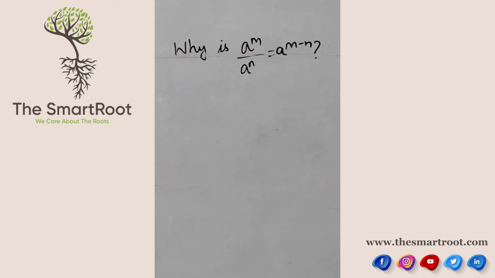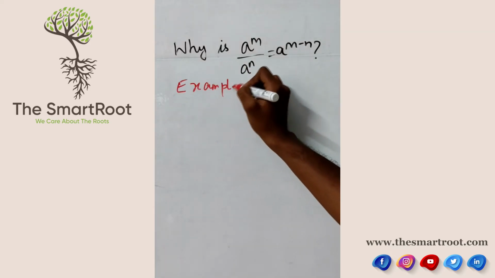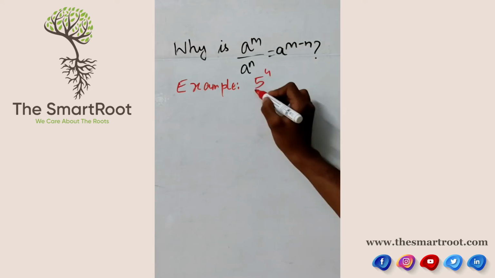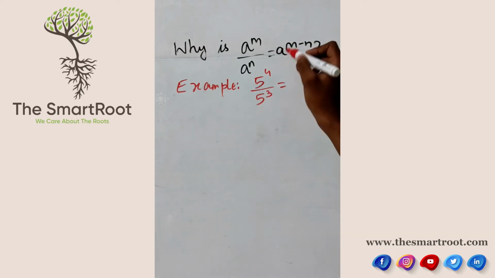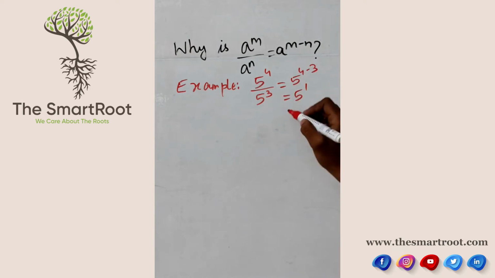a to the power of m by a to the power of n is equal to a to the power of m minus n. Let us learn this using an example. Let us explore mathematics. I'll be taking an example of 5 raised to the power of 4 and 5 raised to the power of 3. So according to the law that I have written there, it means that 5 raised to the power of 4 minus 3, which will give me 5 raised to the power of 1. I can just simply write it as 5 because 5 raised to the power of 1 is again 5.